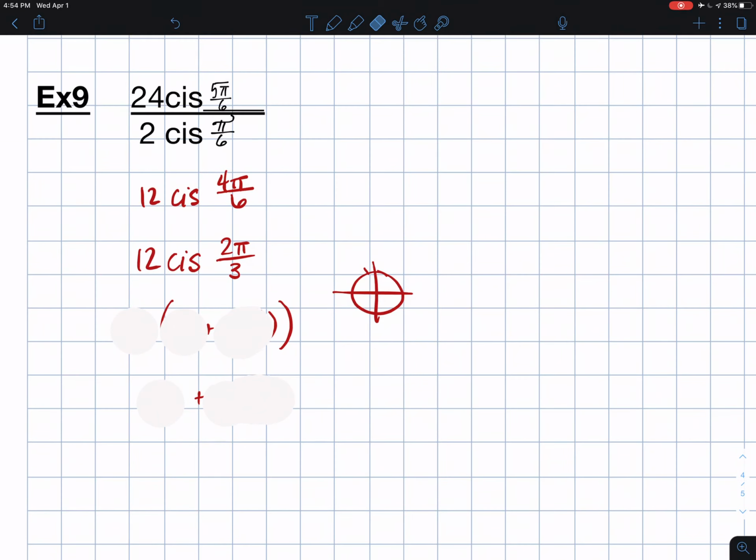We'll go ahead and get our unit circle out. The cosine value at that spot is -1/2. The sine is √3/2. Go ahead and distribute your 12, and you'll get -6 plus 6i√3 once you reduce your fractions.